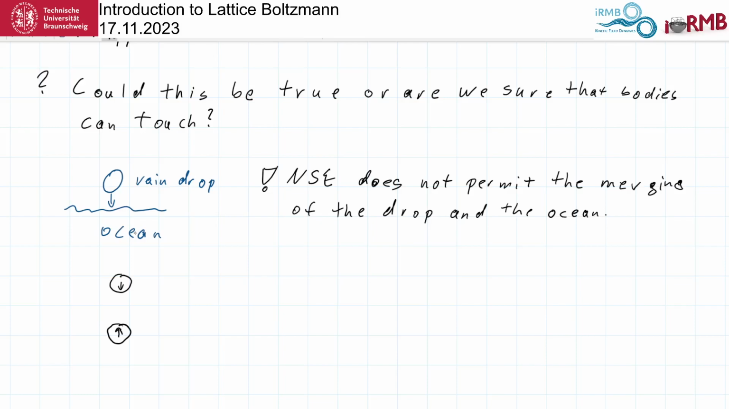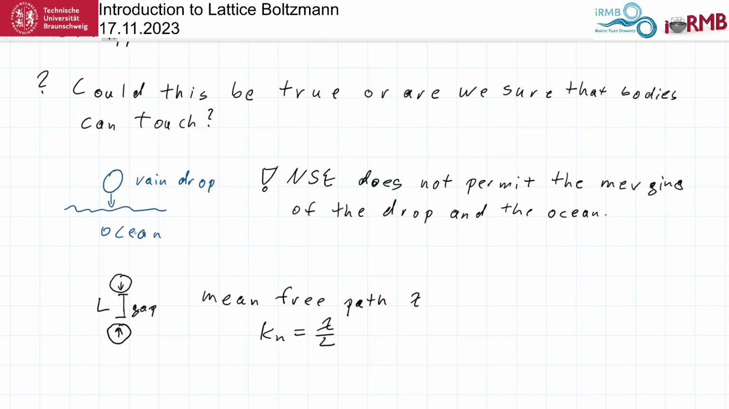This is the same reason here, because if two bodies come close to each other, droplets for example, they would have a gap. The length of the gap we call L. And then we have to compare this to the mean free path, lambda. And now the Knudsen number is lambda divided by L.